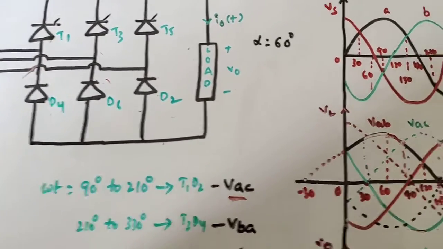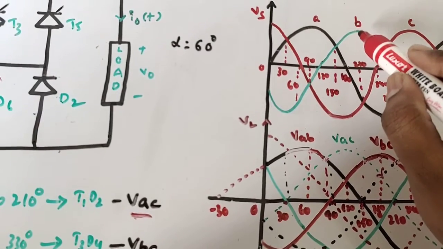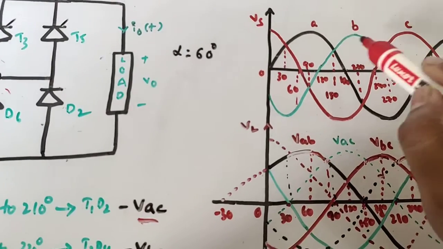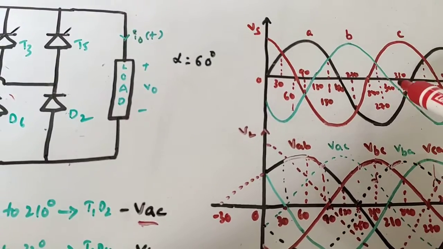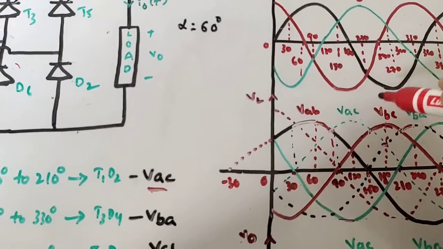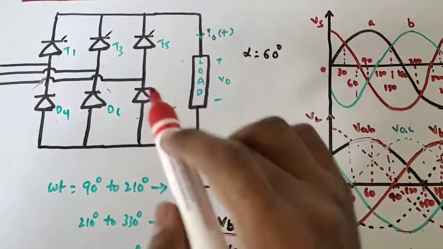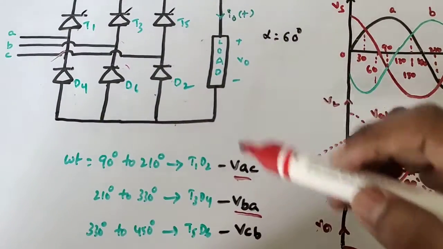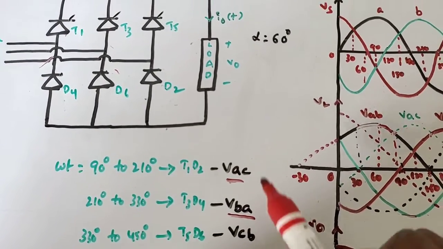And from 210, who is going to be conducting? At 210, the second thyristor T2 is going to be turned on. So from 210 to 330, B phase is more positive, and at the same time A phase is more negative. So that is the only reason you are going to get the VBA value. See clearly, T3 is more positive and D4 is more negative. So VBA. And from 330 to 450, T5 and D6 are going to be conducting.